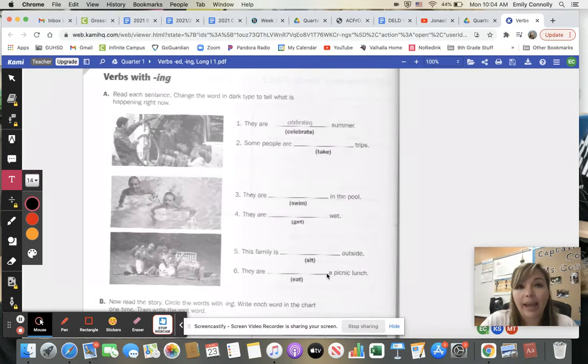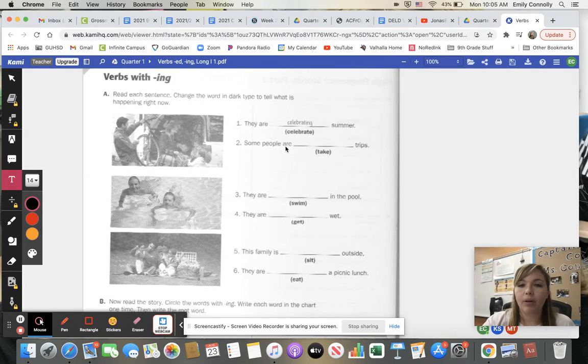On the next page, we're looking at verbs with ing. Now, these are verbs in the present, el presente. They're doing these things right now. So it says, read each sentence. Change the word in dark type to tell what is happening right now. They are celebrate right now is celebrating summer.